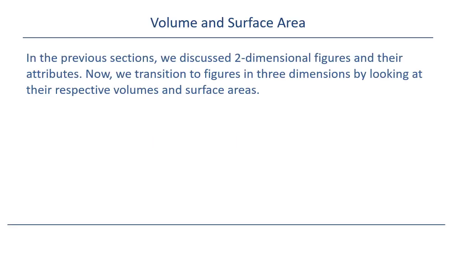Welcome to our discussion on volume and surface area. So previously we've looked at two-dimensional figures and their attributes, i.e. their area and perimeter. Now we're going to take it up a notch and look at three-dimensional figures and get their corresponding things. So instead of a perimeter for a two-dimensional, we're going to get surface area for a three-dimensional. Instead of area for a two-dimensional, we're now going to find volumes for three-dimensionals.